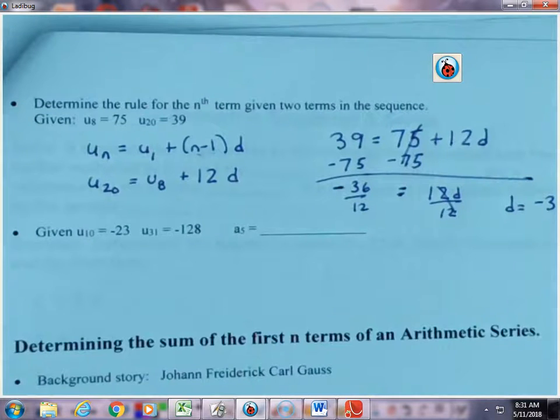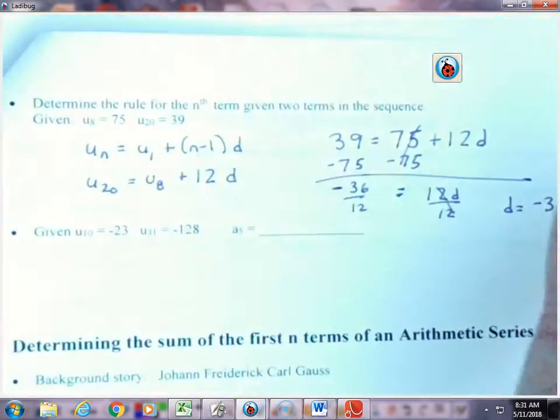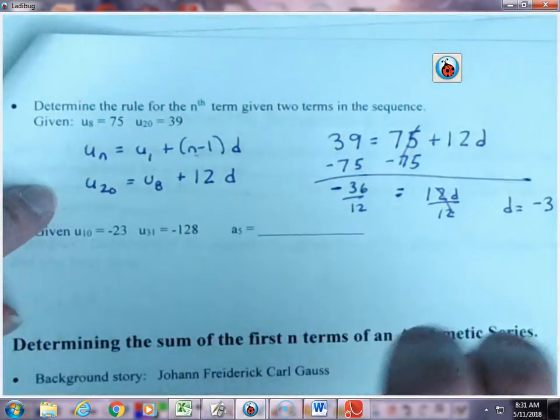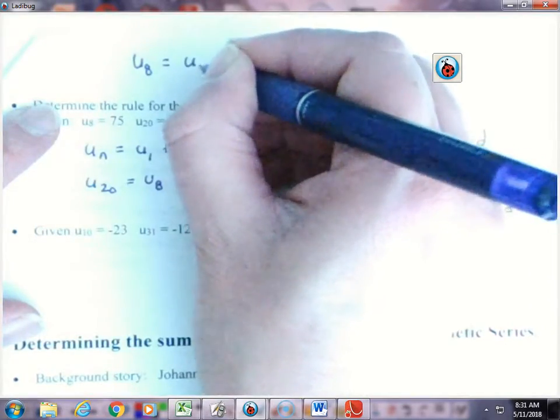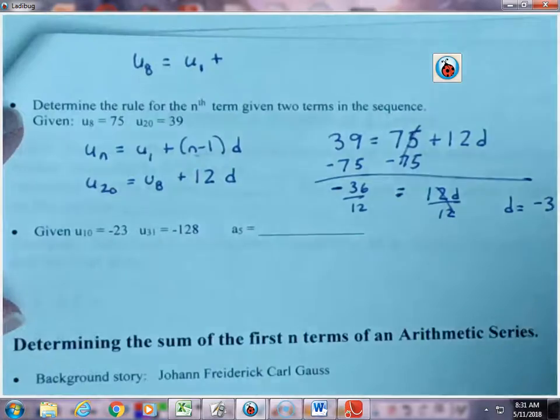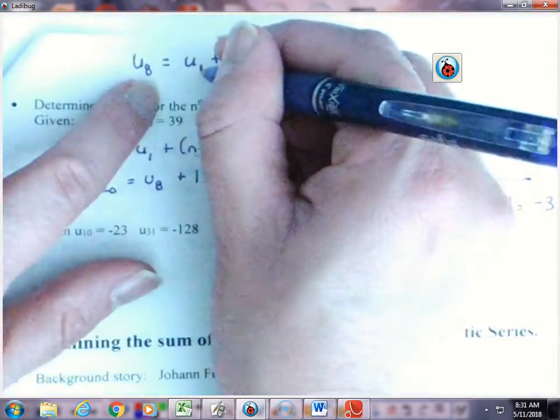But it says determine, they want me to find the u sub n rule. But I need 2 things to find the u sub n rule. What's the other thing I need? I need u sub 1. Okay, so basically now I can just go between any 2, but how about between the 8th and the first term? So you could write u sub 8 would be u sub 1 plus how many times would you have to add d? 7 times. Just subtract the 1.